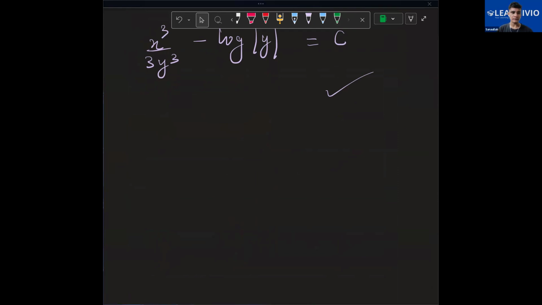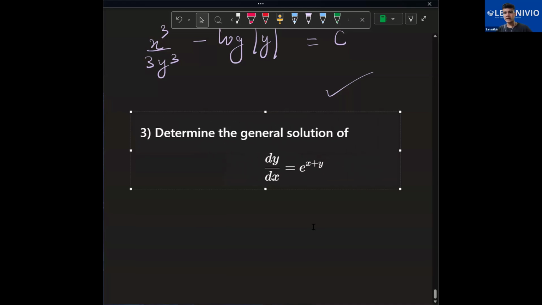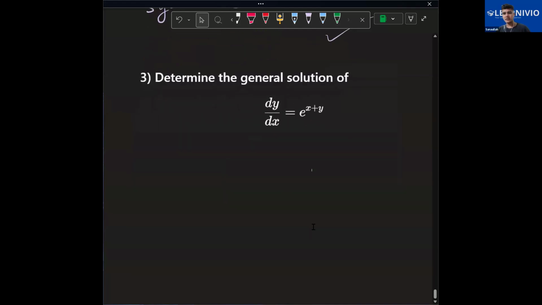Okay, the next question is: determine the general solution of dy by dx is equal to e power x plus 1 upon x plus y. Now you have to remember all three methods, because in which question which method will apply, you should figure that out.